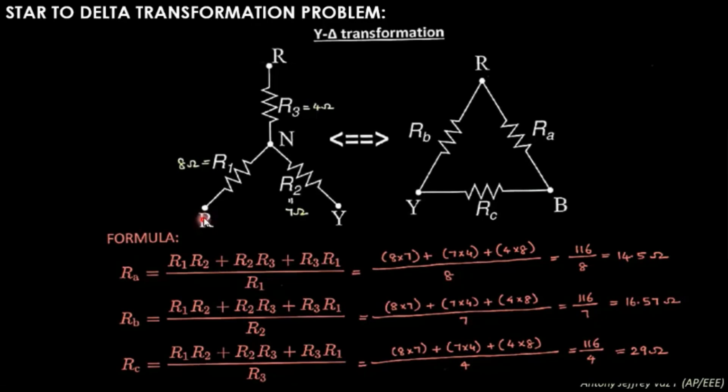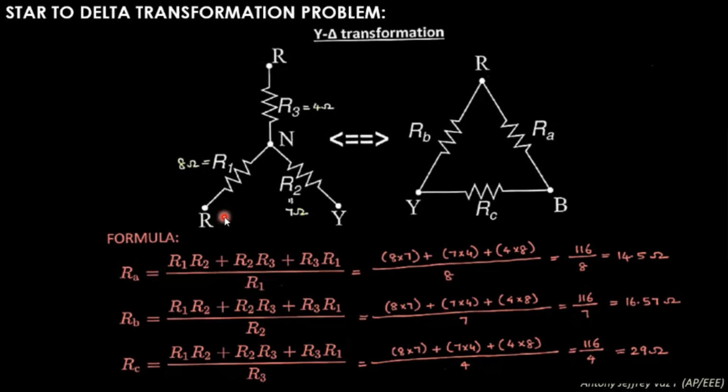This connection is B. Don't put it as R. Change it. This connection is B. I repeat, this thing is B. This is R, Y, and this one is B.